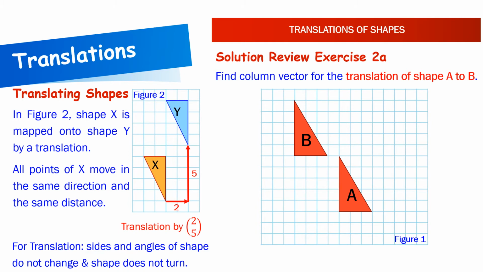Here are the two shapes. So A has to move in the direction -4 in the x direction and +5 in the y direction. So the translation as a vector is -4, 5.